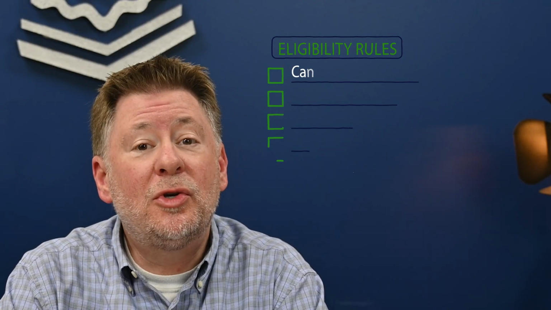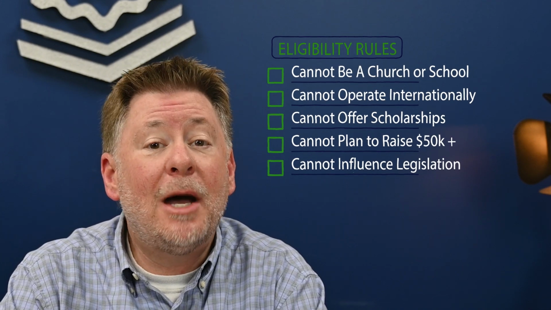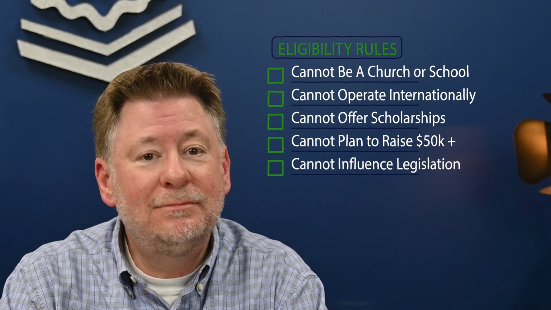Mistake number 1, skipping the eligibility rules. Now here's the big one, assuming you're eligible without checking to be sure. Now the IRS has got a strict checklist of disqualifiers from using Form 1023-EZ. Here's some of the no-nos. If you're a church or a school, you cannot use this form, period. Plan to operate internationally? Nope.